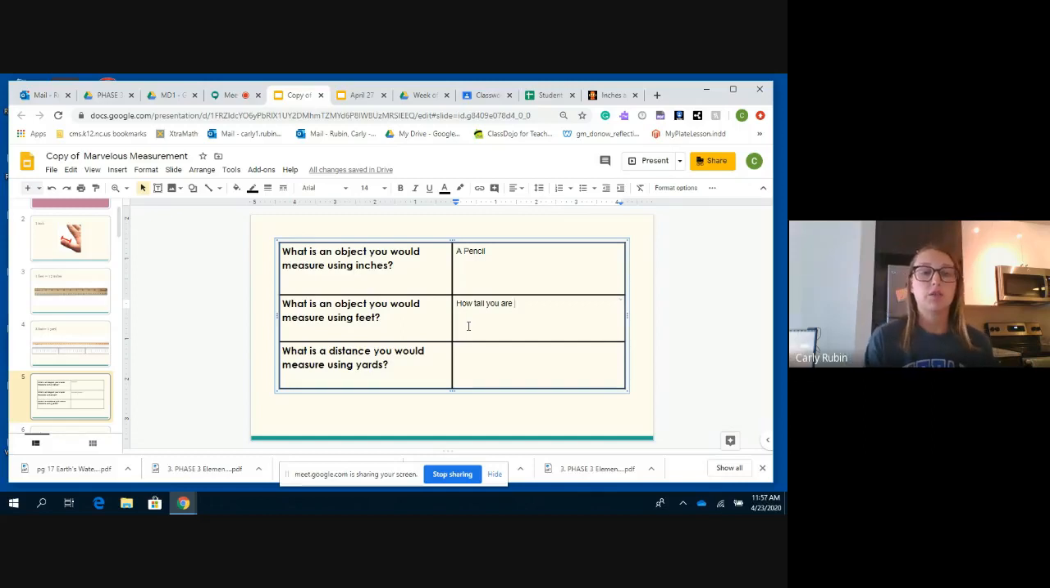And then a distance you would measure using yards. That's something that's even bigger than feet. So that's something much longer. So I would say an example of that would be the length of a football field. That's even longer. All right, so those are some examples of things you would measure using inches, which is the smaller one. Feet, remember, that's bigger, that's 12 inches. And then yards, which is 3 feet long.